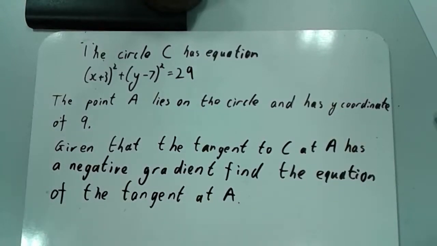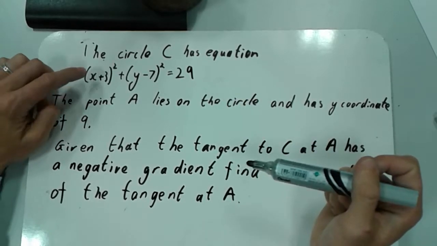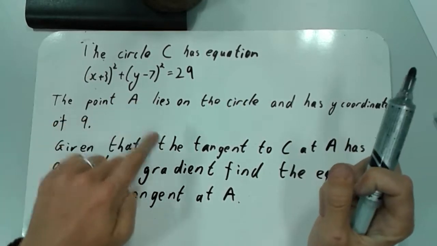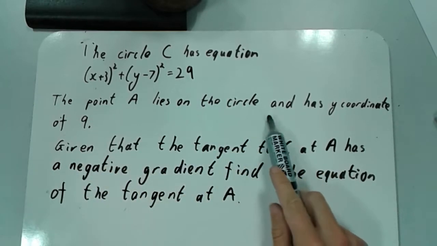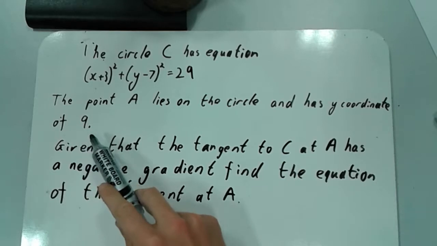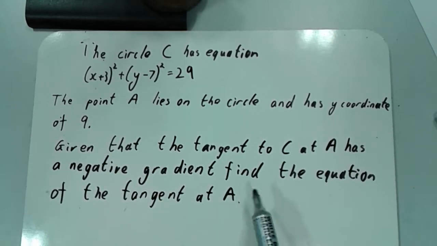Let's have a look at a more complex question now. So, the circle C has equation (x + 3)² + (y − 7)² = 29. The point A lies on the circle and has y coordinate of 9. Given that the tangent to C at A has a negative gradient, find the equation of the tangent to A.